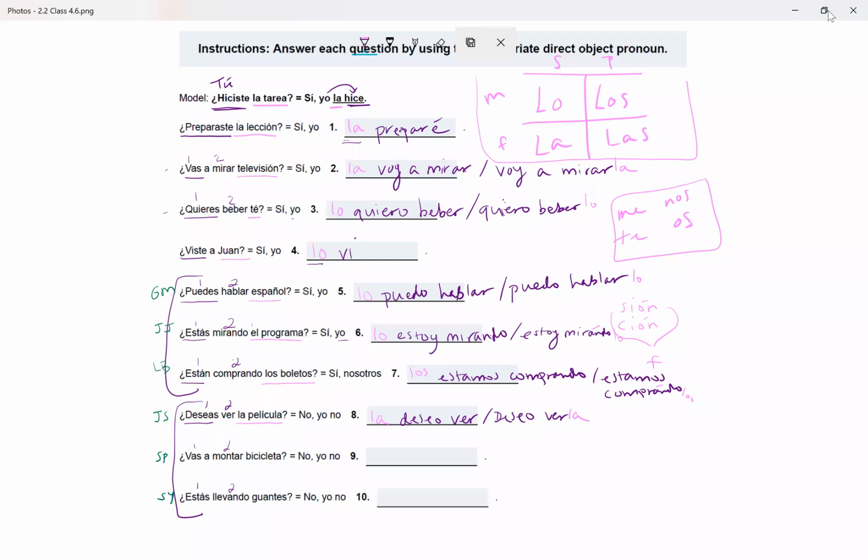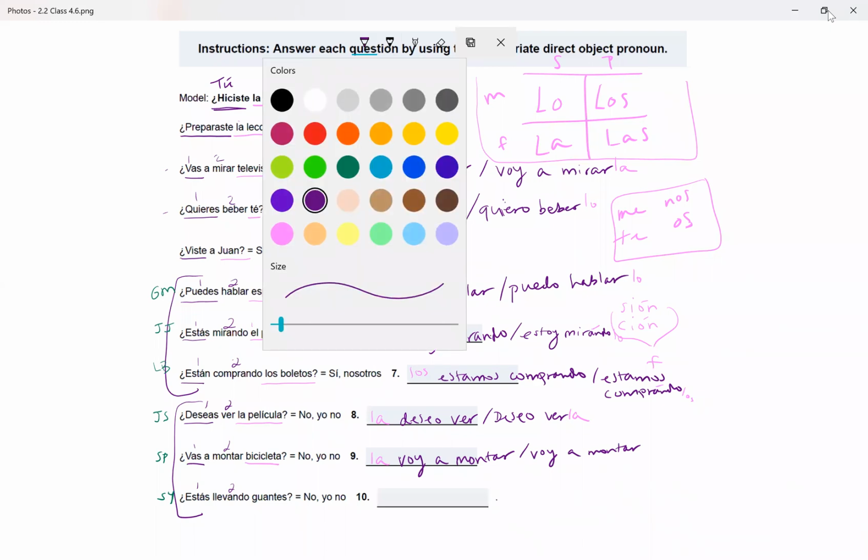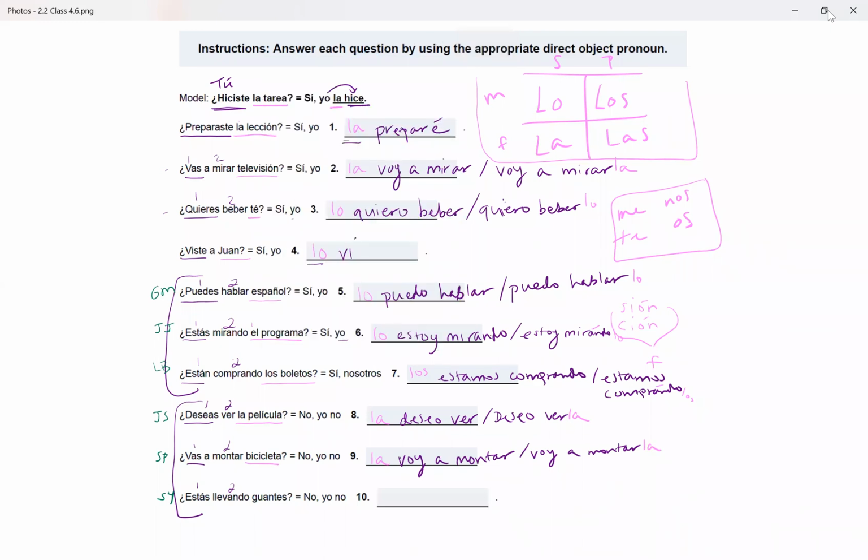All right, Sophia, how about you? So I did that. It was la. Yep, to replace bicicleta. And then vas would be the purple. And that would turn into voy. Yes, it would. And then montar. La voy a montar. Or we could also write it as voy a montarla. Exactly. Okay, and the last one, Sam, what do we think?